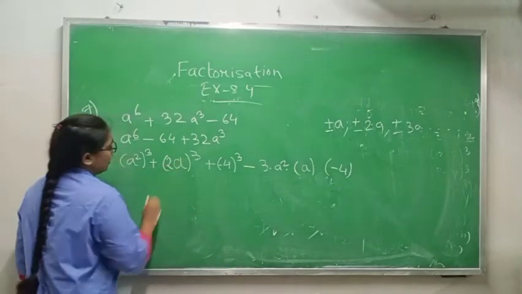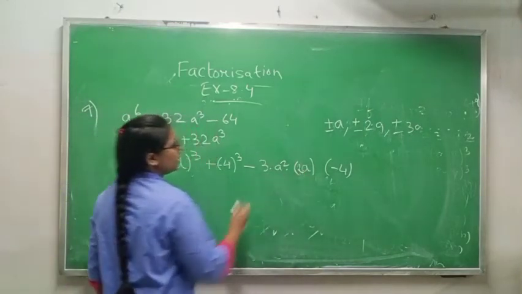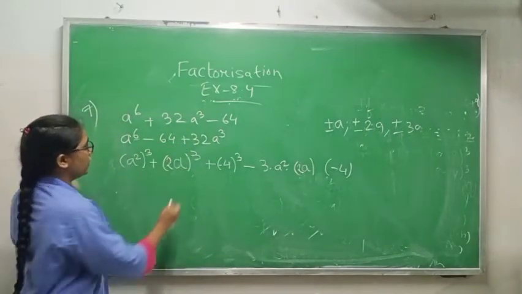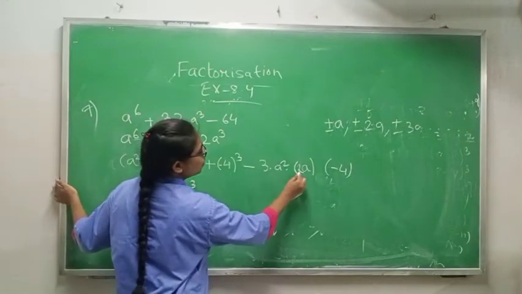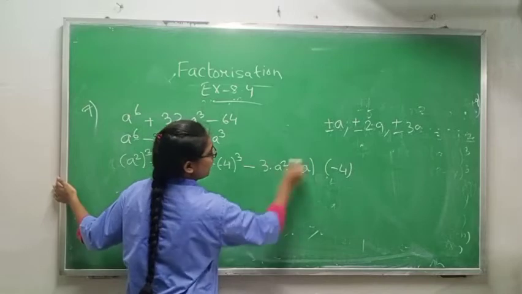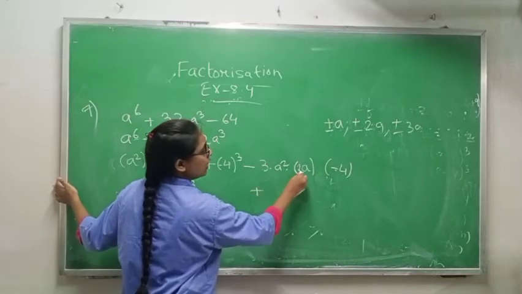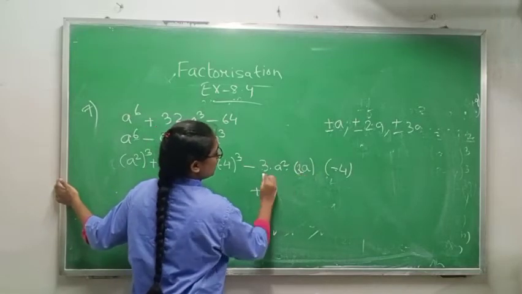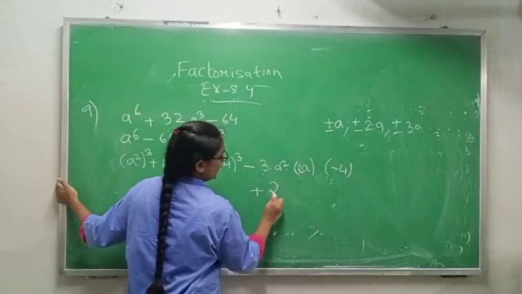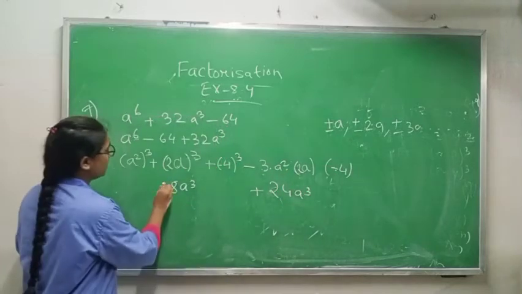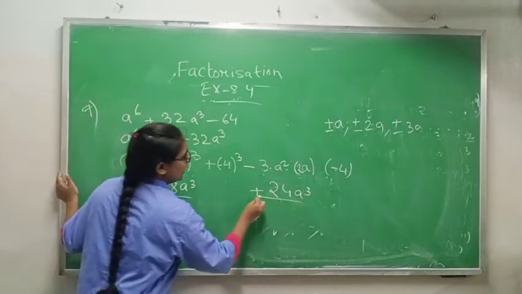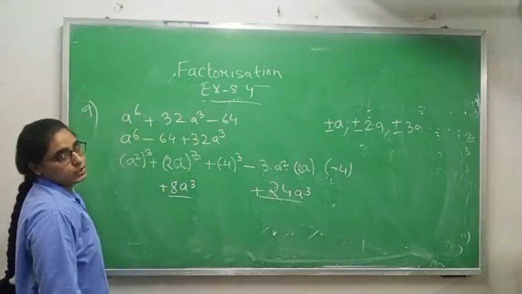Okay, I am putting plus 2a. If I put plus 2 on both sides, 2 cube will be 8, a cube will be a cube. Here 3 2s are 6, first minus minus plus, 3 2s are 6, then 6 4s are 24. a square into 8, a cube. Now you can add this: 8a cube and 24a cube, you will get 32.